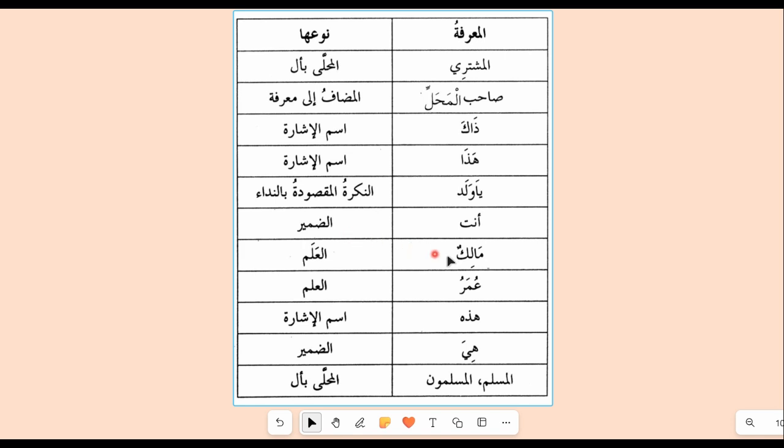Anta, it's a damir. Malik, it's a proper noun, alam. Umar, it's an alam. هذه and hiya, it's ism al-ishara and damir. Muslim, al-muslimun, it's muhalli bi-al. So this is how you're going to give the types of the marifa noun. So let's now go back to question number 5.